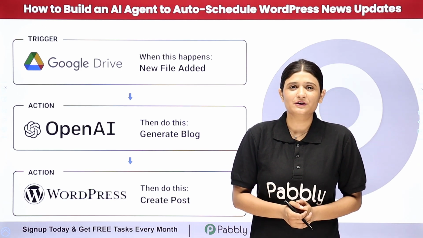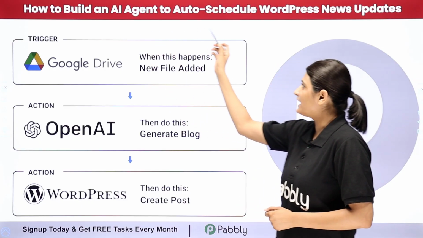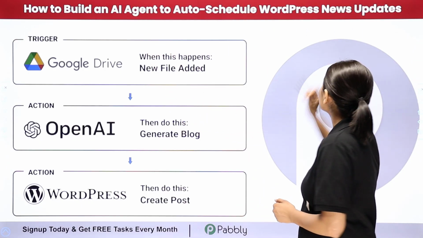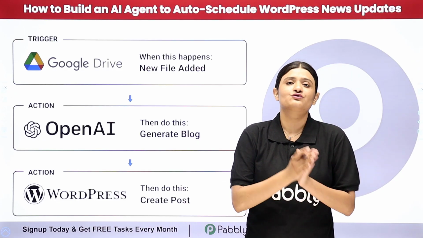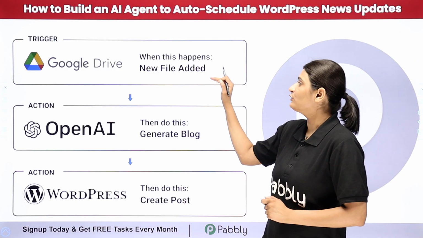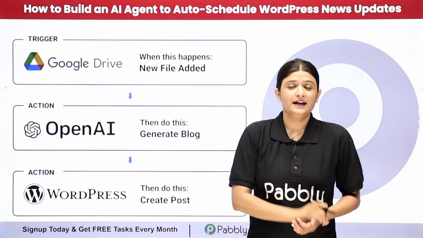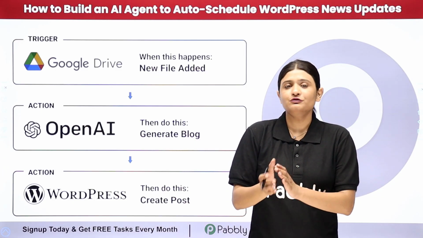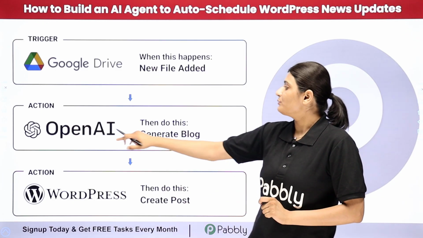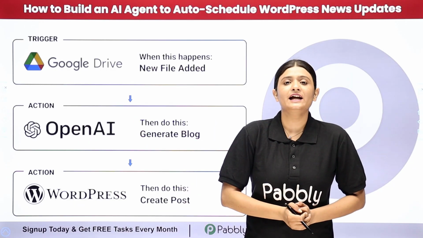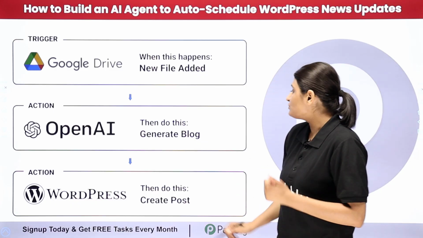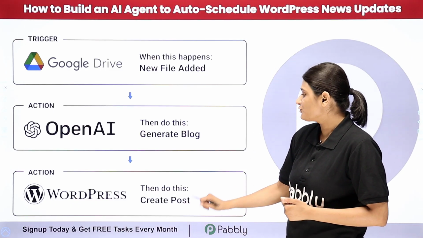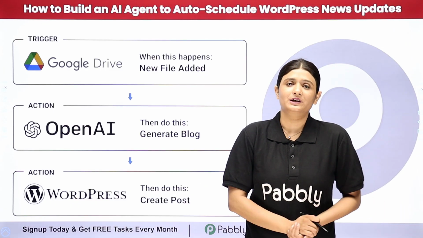In this video, we are going to learn how to build an AI agent to auto-schedule WordPress news updates. So let's suppose I'm a journalist and I draft or add all the files of this news in my Google Drive. Now I want that whenever I add a new file, the blog should be automatically generated with the help of an AI agent. Here I'm going to use my AI agent as OpenAI, and then as soon as this blog is generated, it should be created as a post on my WordPress.